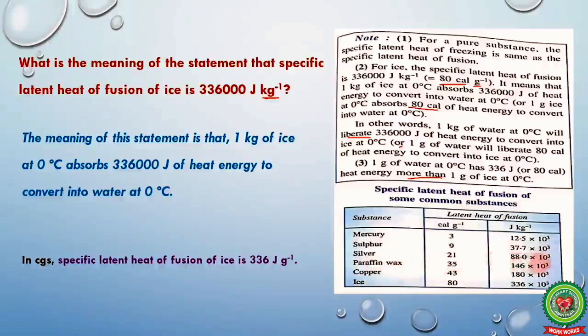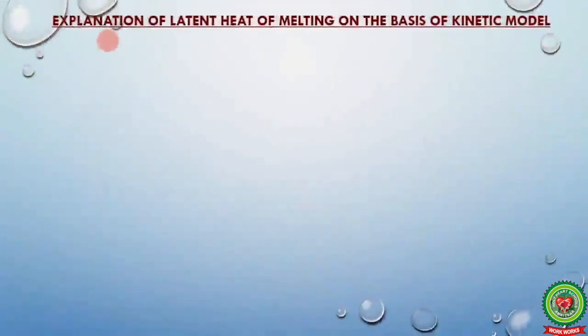per kilogram. Paraffin wax, it is 35 calorie per gram and 146 into 10 raised to power 3 joule per kilogram. For copper, its value is 43 calorie per gram and 180 into 10 raised to power 3 joule per kilogram. For ice, the value of latent heat of fusion is 80 calorie per gram or 336 into 10 raised to power 3 joule per kilogram. Now the next topic is explanation of latent heat of melting on the basis of kinetic model.